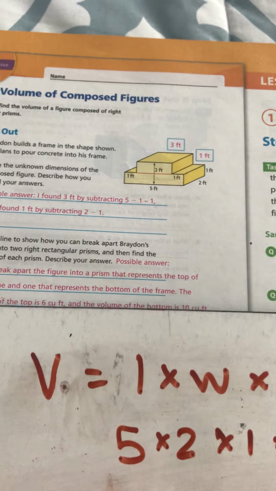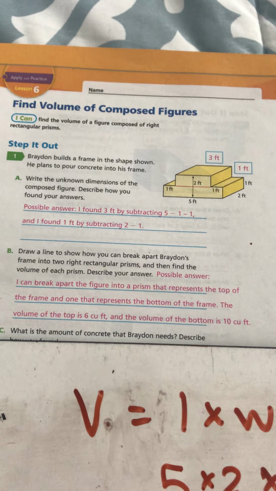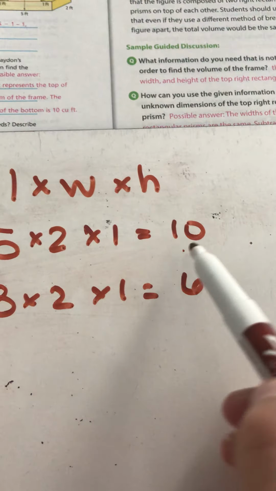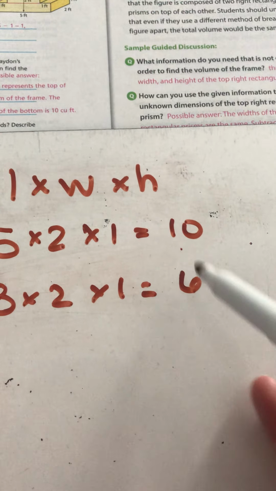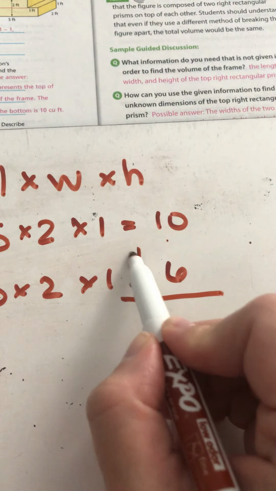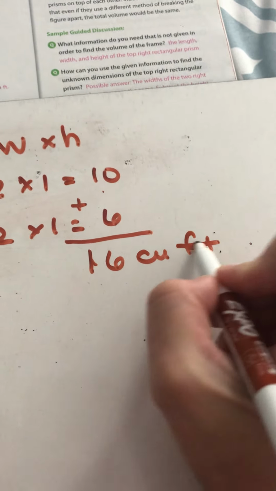And then C. What is the amount of concrete that Braydon needs? Describe how you found your answer. Well, if he needs 10 cubic feet for the first one and 6 cubic feet for the second one, then he needs a total of 16 cubic feet of cement to fill both.